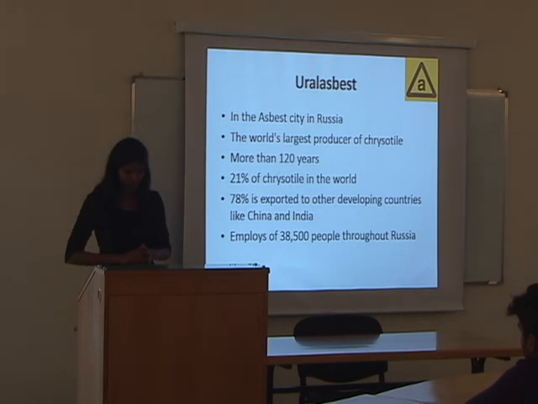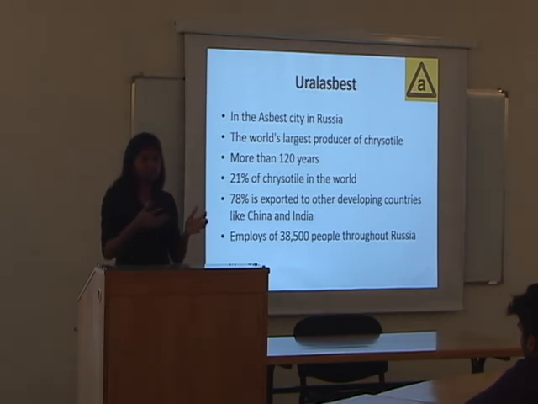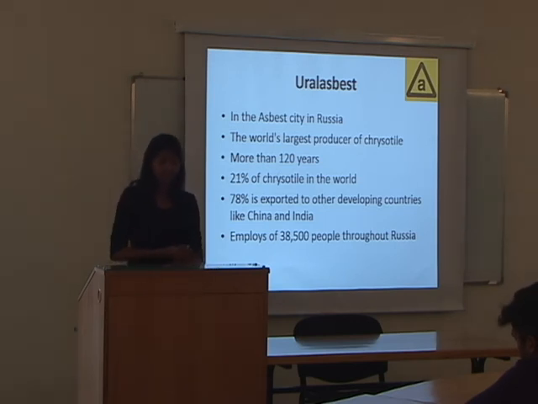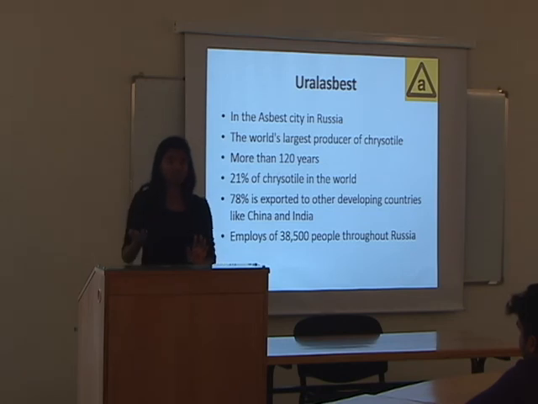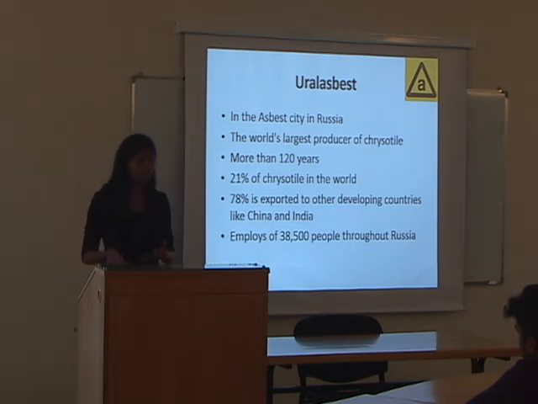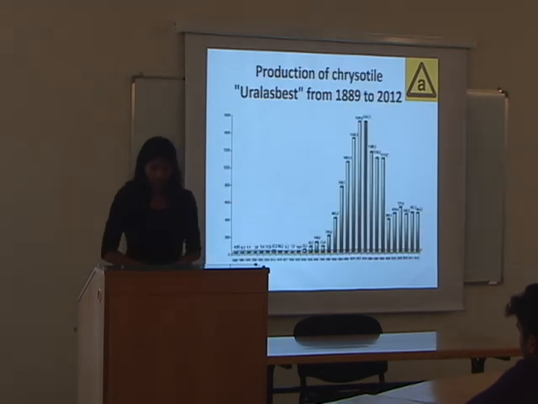We'll look at Ural Asbest because they are the largest asbestos producer in the world. They have been working for more than 120 years, and they produce almost 21% of the chrysotile in the world. Of that, 78% is exported to other countries like China and India, and they employ about 38,500 people. And this is their production chart.